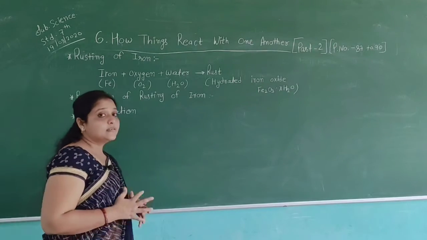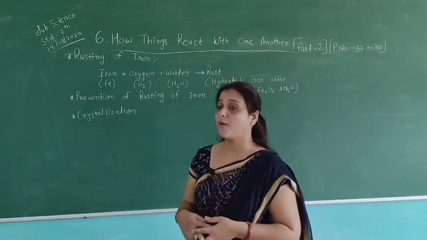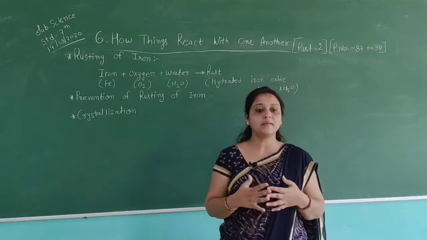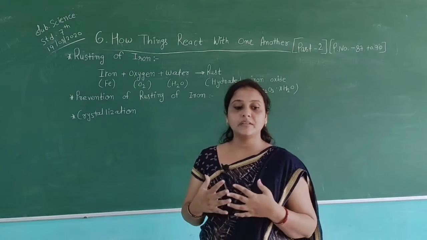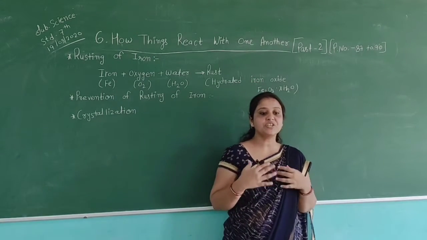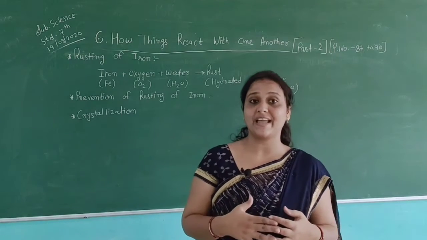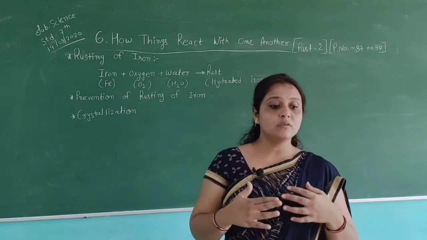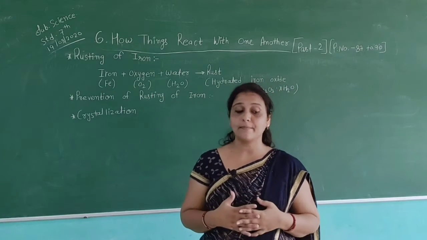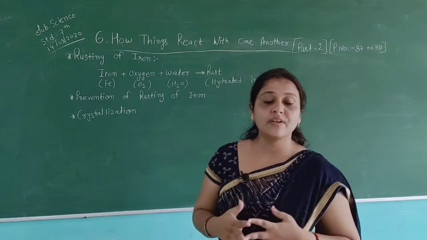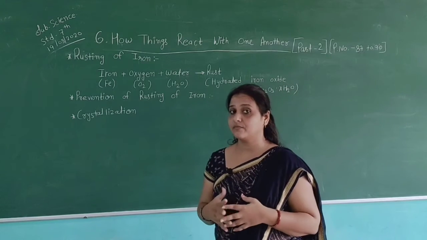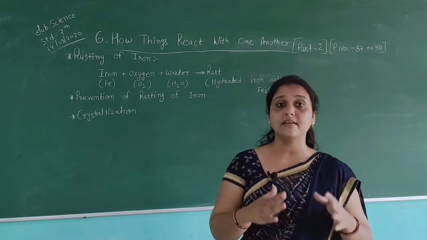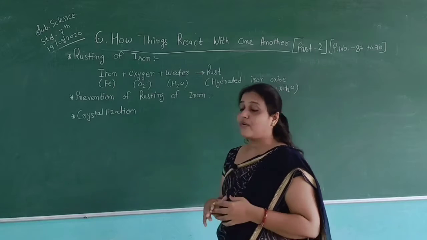Now our other topic is rusting of iron. You must be familiar with the rusting of iron. In this process, when iron objects are left exposed to moisture and air, for example oxygen and water, they get a brownish flaky layer on them. This is called the rusting of iron.